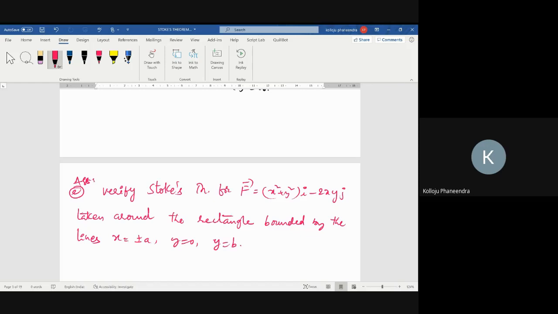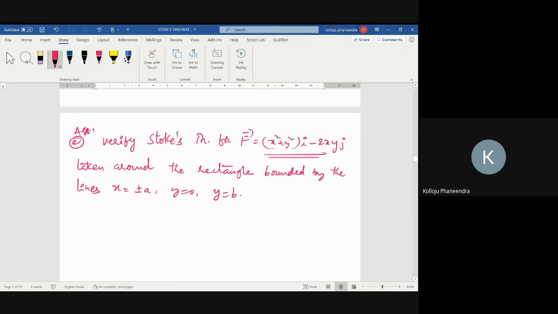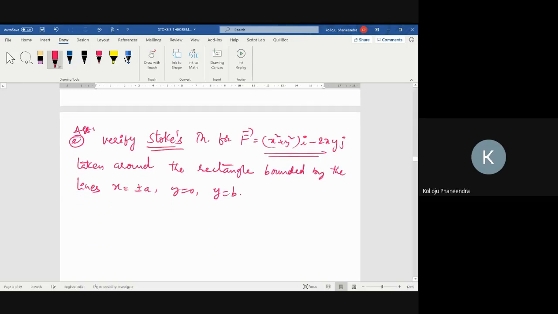Okay, this is C. What is this one? It is 2-dimensional, so it is equivalent to Green's theorem. But you have to write the statement of Stokes theorem. Okay. Next one. And remember, this is an xy plane.